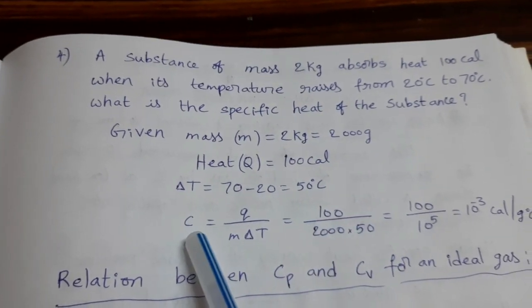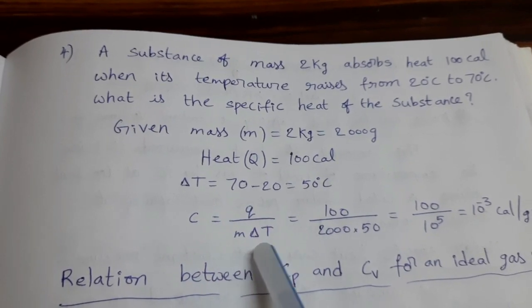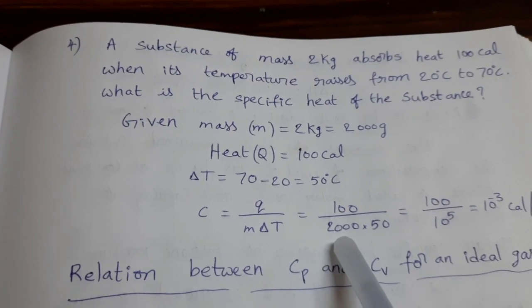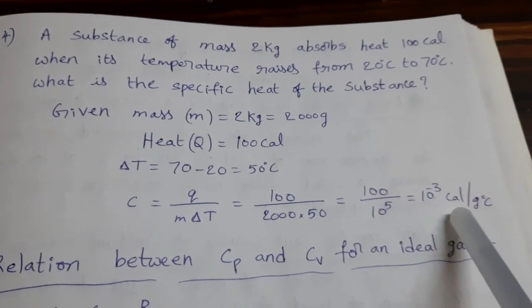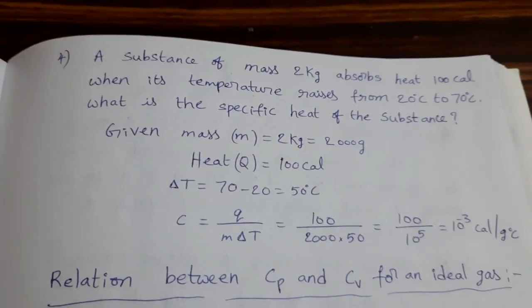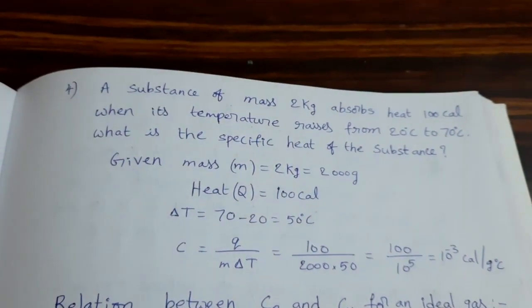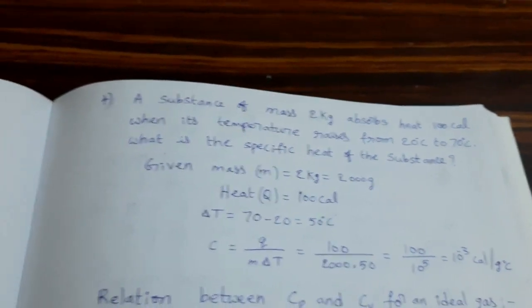So specific heat of a substance small c equal to Q by m into delta T. Substitute Q value 100 divided by 2000 grams into 50, that equals 10 power minus 3 calorie per gram degree Celsius. So students, these are the numericals related to specific heat capacity and molar heat capacity. Now see the next topic.